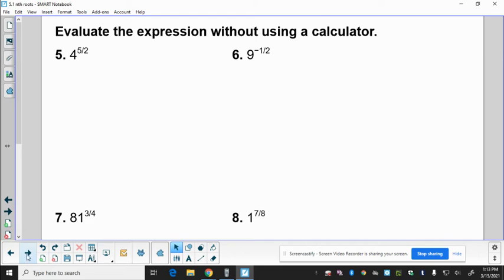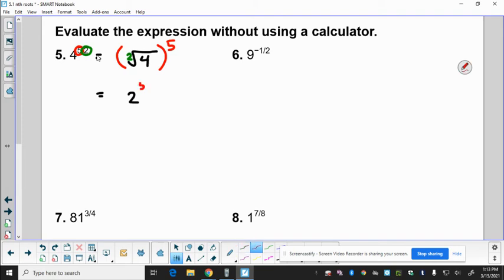So let's try these without a calculator, everybody. Okay, number 5. Start off, put that into radical form. All right, so that would be radical 4, 5 is the exponent. The denominator is the root. Now, since it's a square root, you don't really need to write that number there. So the square root of 4 is 2, and this is still to the 5th power. You can use your calculator for that, but that'll be 32.